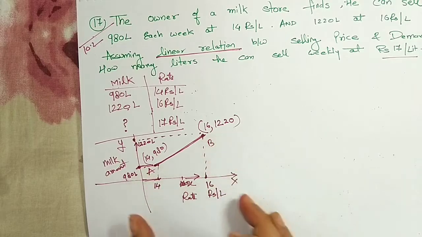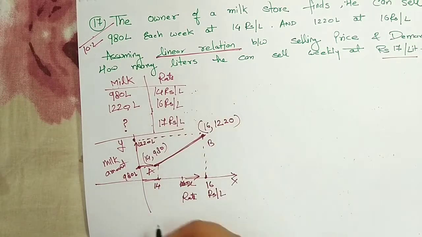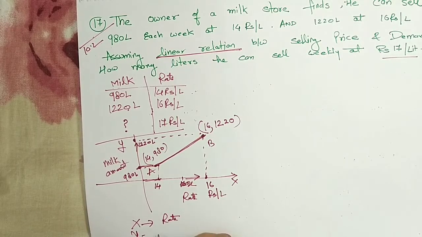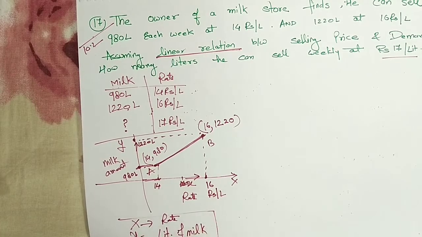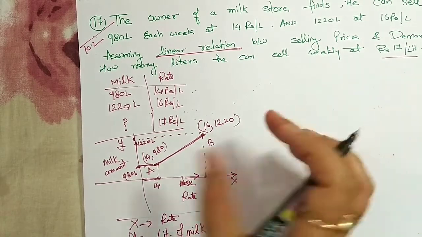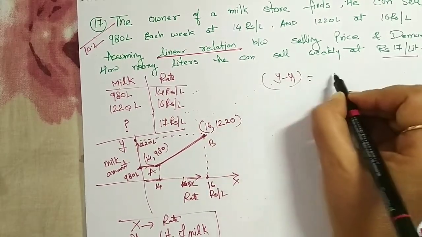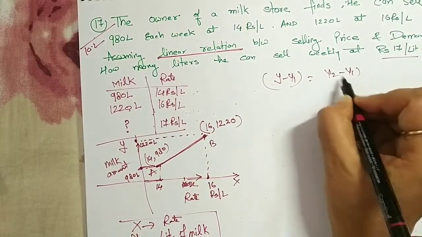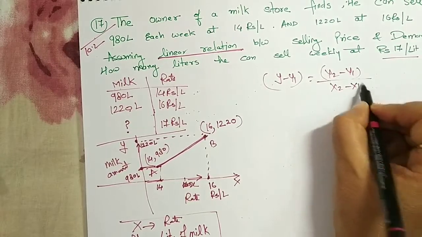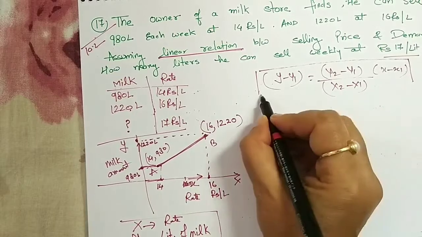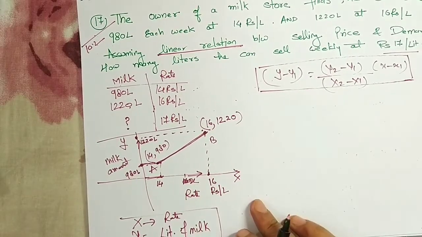So I have to find this linear relationship. For a linear relationship, I need the relation between x and y, where my x is rate and my y is liters of milk, which I can replace later. The 2 points are given. So what is the equation? y minus y1 is equal to (y2 minus y1) by (x2 minus x1), into (x minus x1). This is the equation if 2 points are known.